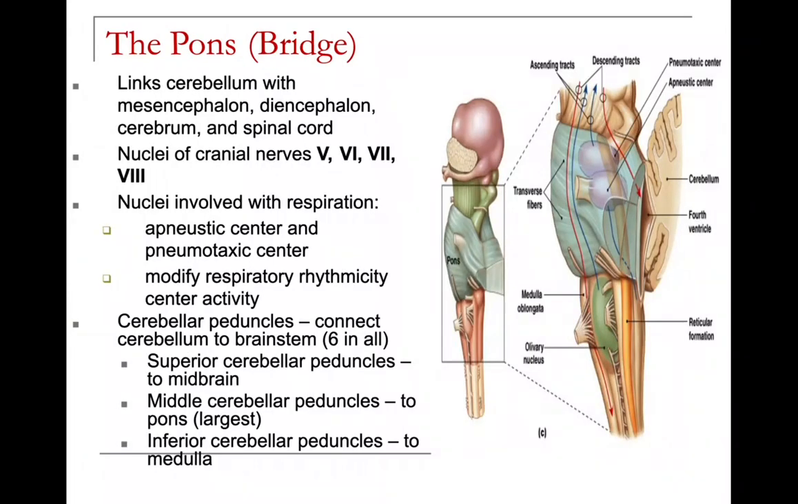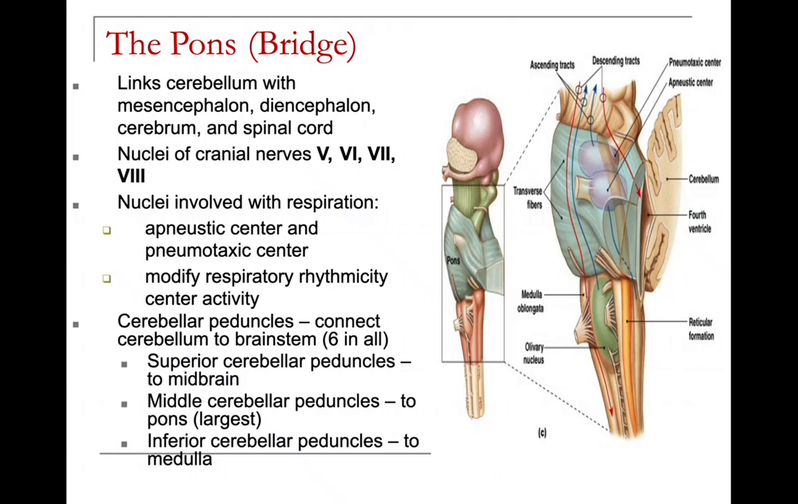Pons means bridge. This is going to link the cerebellum with the mesencephalon, the diencephalon, the cerebrum, and spinal cord. So we have the nuclei of cranial nerves 5, 6, 7, and 8. We have nuclei involved with respiration. So you have an apneustic center and a pneumotaxic center that will modify respiratory rhythmicity center activity.